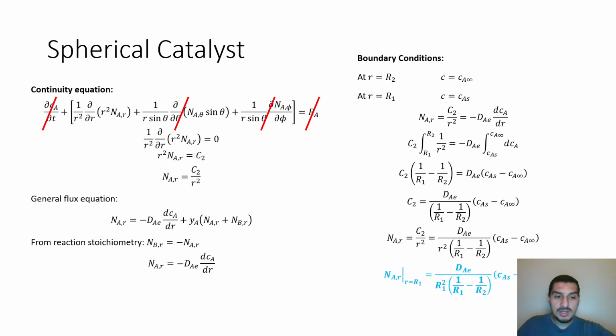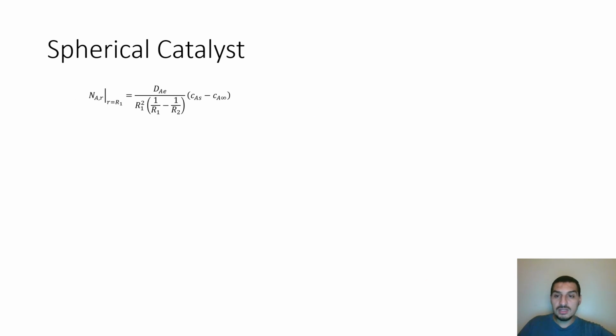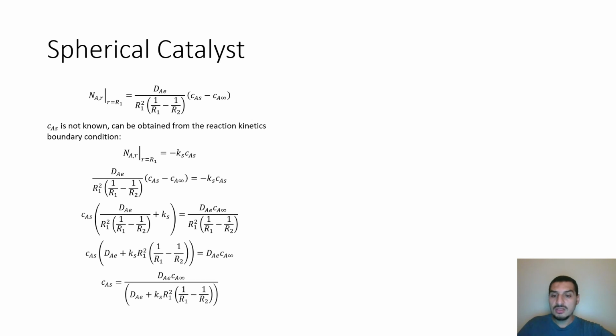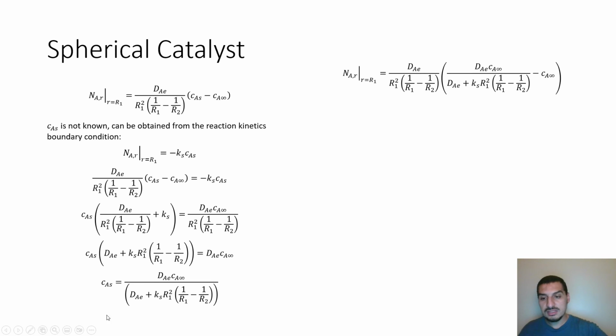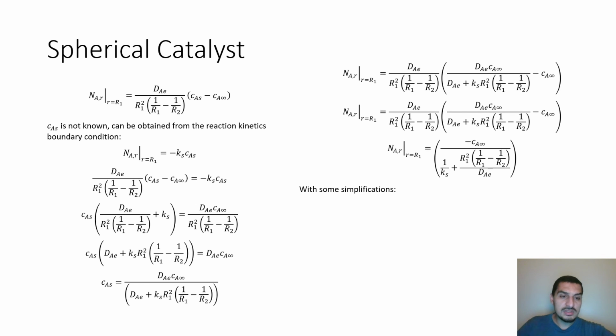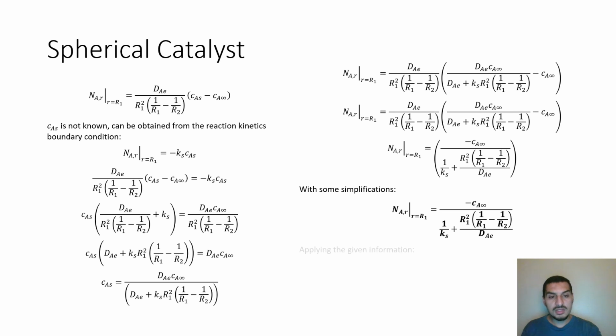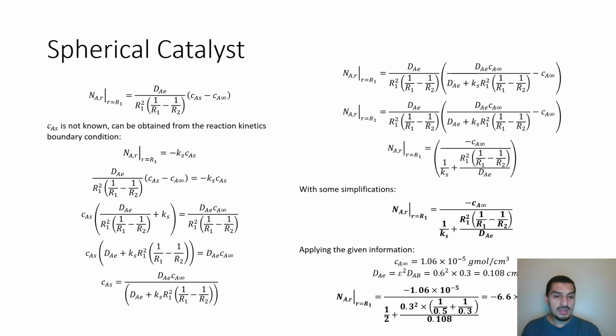Again, we'll have the same problem. I know everything except for CAS, so I need to do something to calculate the value of CAS. So I'll substitute with the flux equation, solve the two equations simultaneously, do some mathematical simplifications to get CAS, and then substitute with CAS here, and then the equation will be, after some simplifications, like this. So this is the flux. If I use this equation to calculate the flux, then the flux would be calculated to be like this. So this is the solution to this problem.